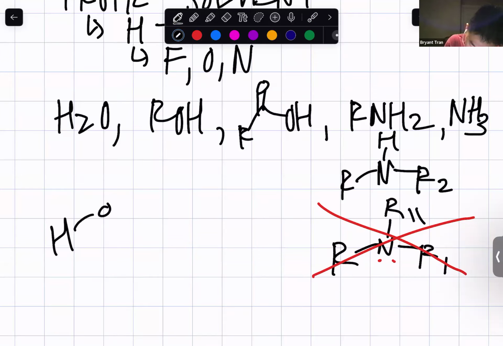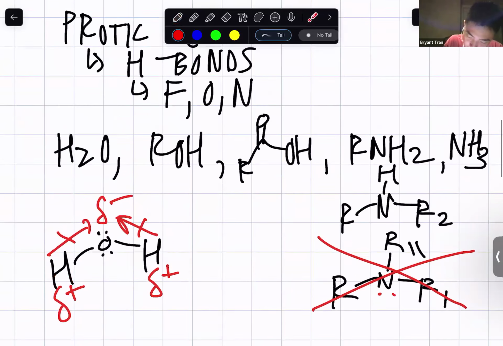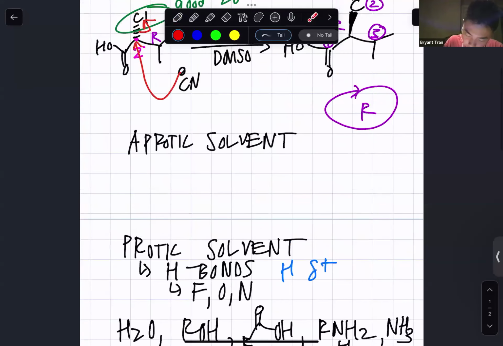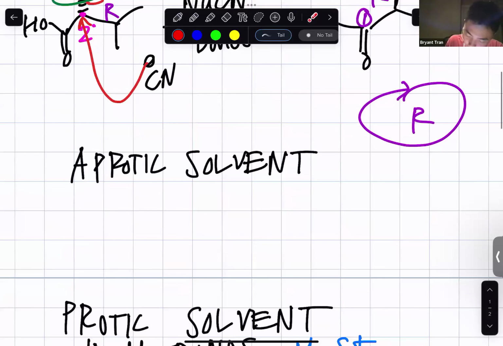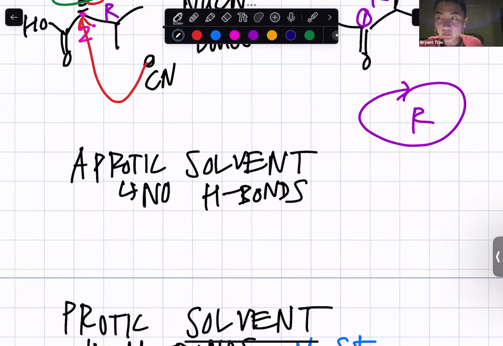So if we look at water here, for example, this oxygen here is so electronegative compared to the hydrogen that it's going to be partial negative, making the hydrogens partial positive, right? So the H's would be partially positively charged, right? Okay. An aprotic solvent is going to have no H bonds, right? No H bonds. So I don't actually know what the structure of DMSO looks like, but if I look it up, there won't be an H bond.